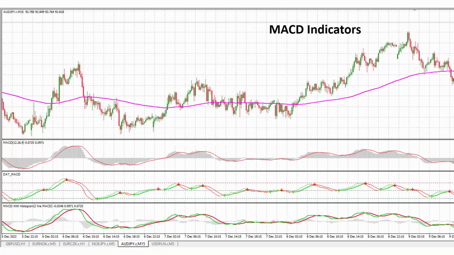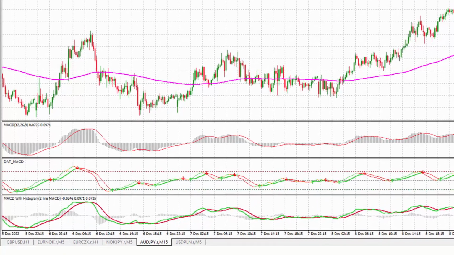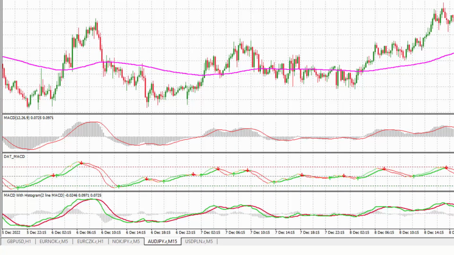So here you see a couple of different MACD indicators. And a really popular one, I think the default one on MetaTrader, is the one with the histogram and the one line only. I'm not going to use this. I just think, well, it's pretty ugly and it's the most difficult one to use.